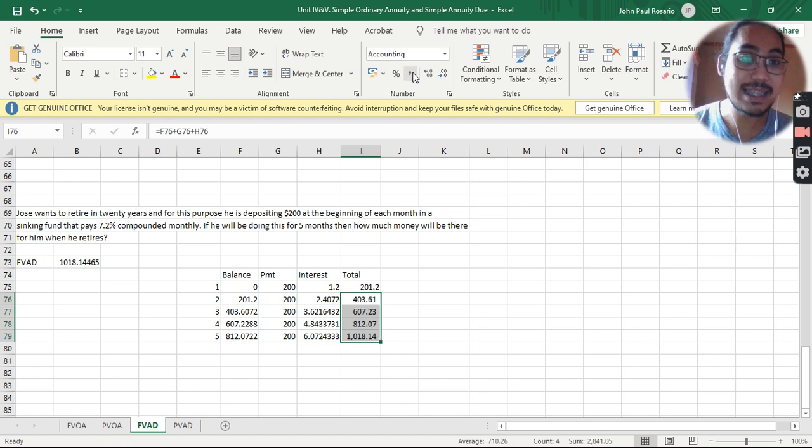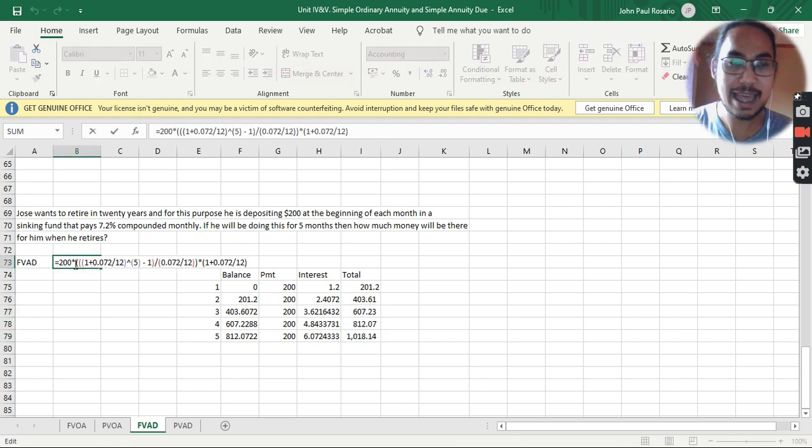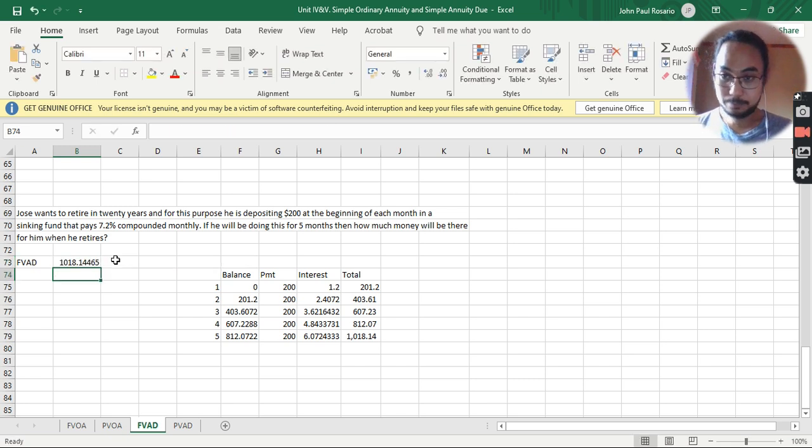So this is using the amortization table. Let's check it by solving using our formula. So using our formula, 200 times 1.072 over 12 raised to the power of 5 months lang minus 1, tapos over I, times 1 plus I. Okay, so this should give you 1,018.14.